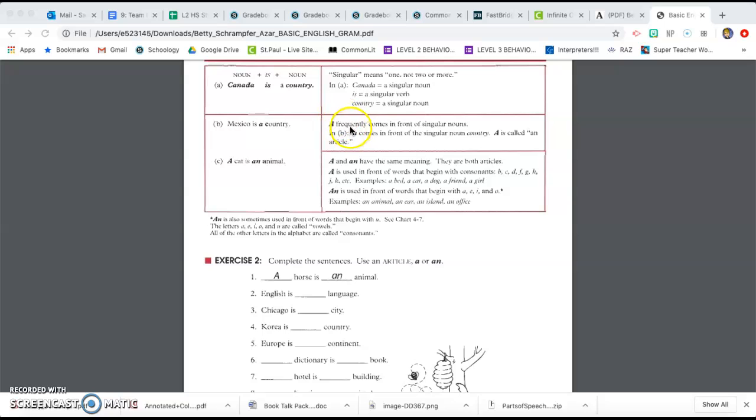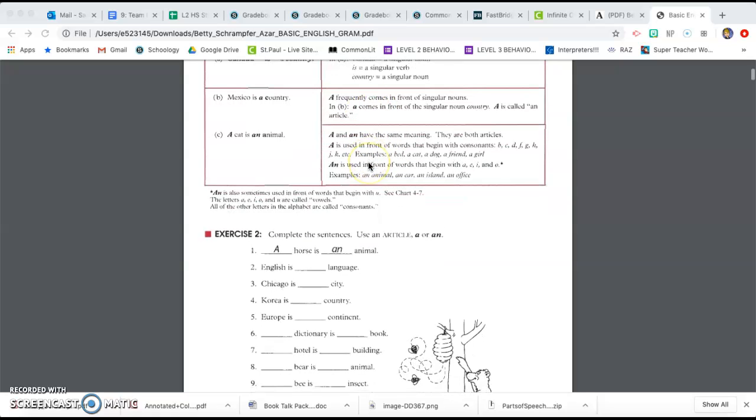A comes in front of singular nouns. So for example, a comes in front of the singular noun country. A is called an article. A country, a book, a pizza, a teacher. We use this word a. It means the same thing as one pizza, one teacher, one country. But we also have a word that is called an. A and an have the same meaning. They mean the same thing.